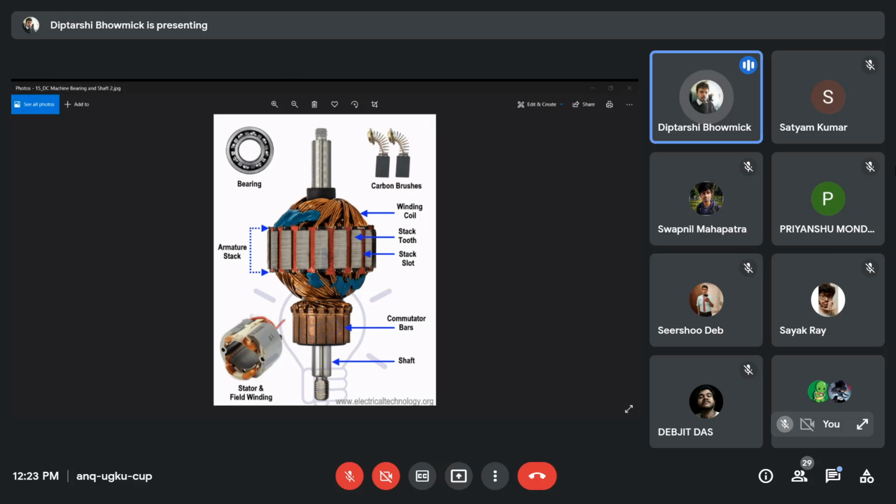And the shaft diameter is 3 centimeters. Shaft diameter means this one. So the shaft diameter is 3 centimeters basically. These are the commutator part, this is the shaft, and all these things are there. Clear? Okay. So this is the construction of the DC machine. And now we have to come to the construction of the AC machine.